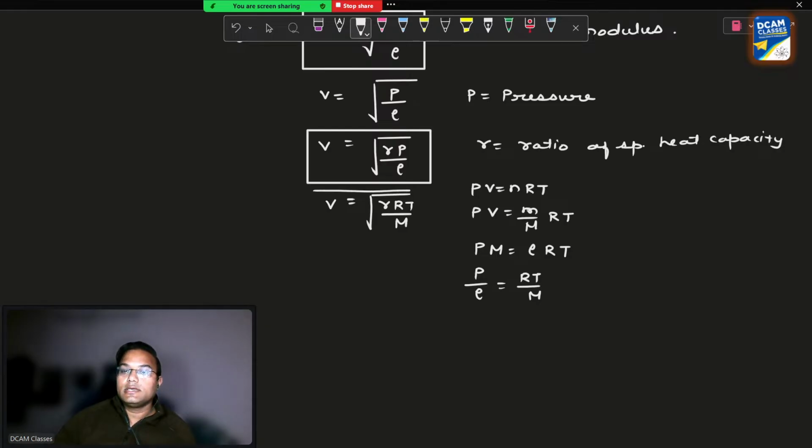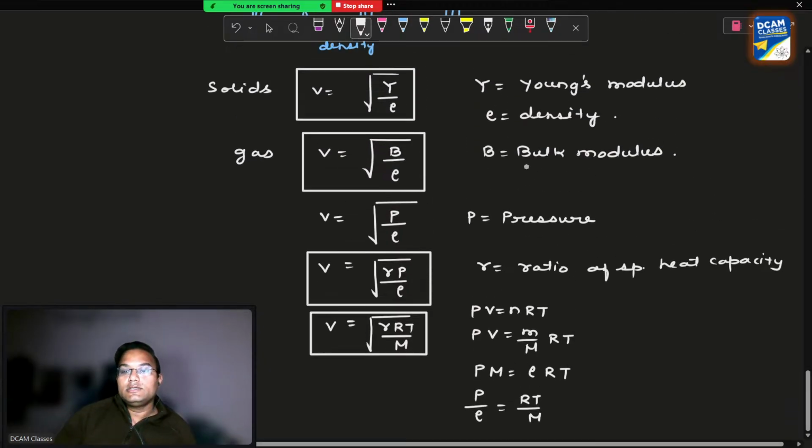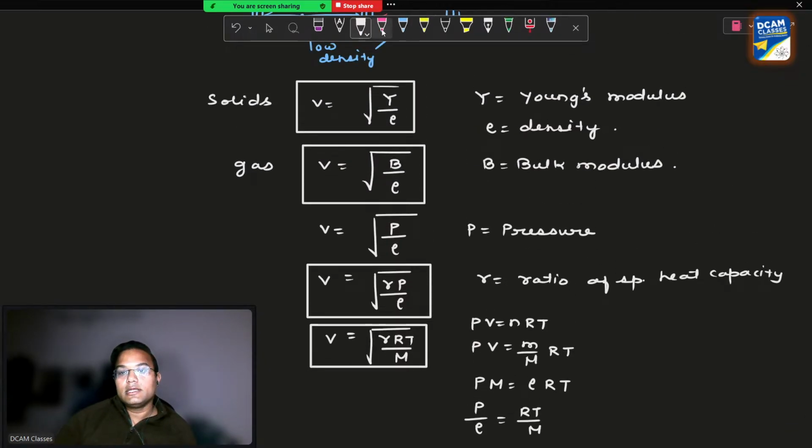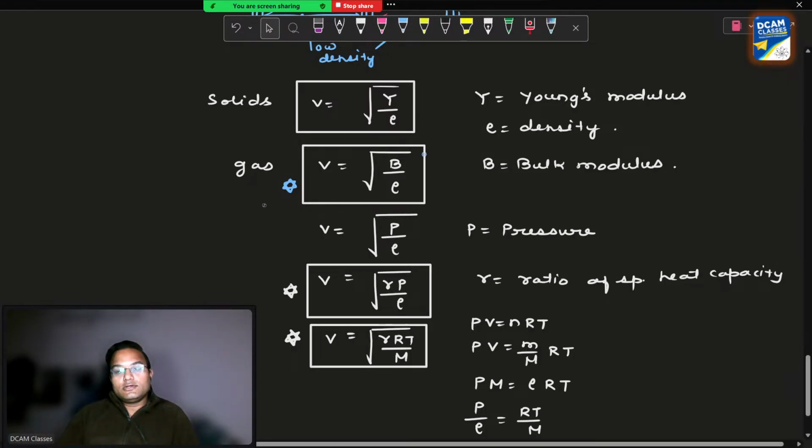This is also a famous formula, but what you have to remember now, these formulas are very widely used. They use them so many times. But these three formulas, root over B by rho, root over gamma P by rho, and root over gamma RT by M, are used for gases, finding out the velocity of longitudinal wave in gases, and the above formula is used for finding out the velocity of longitudinal wave in solids.